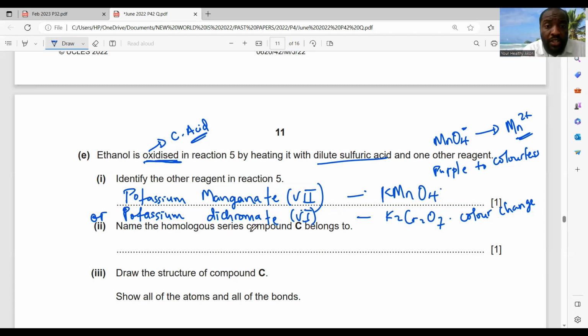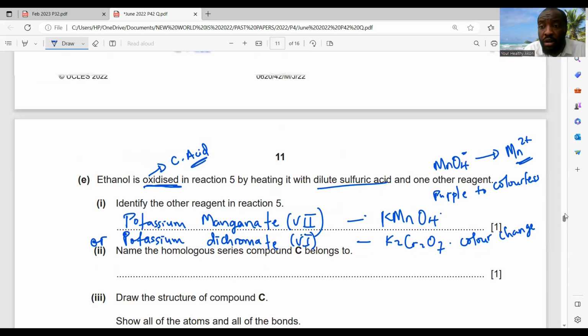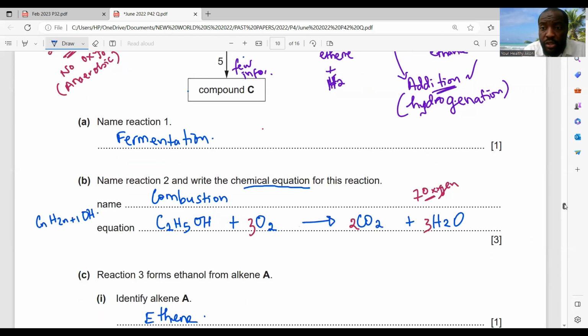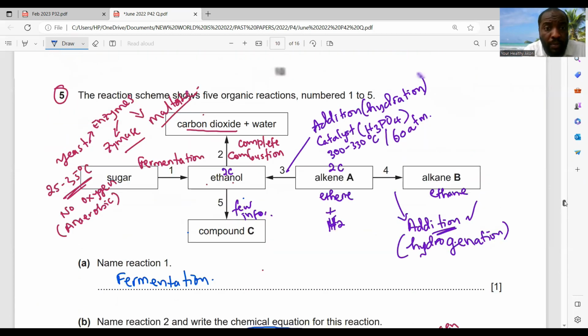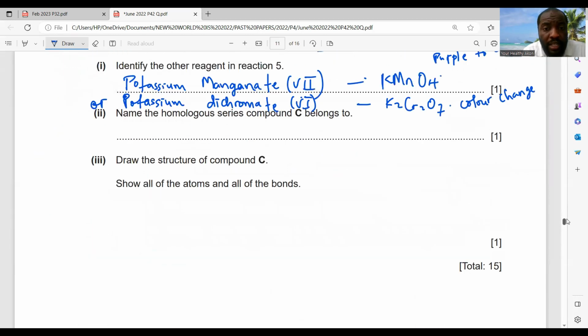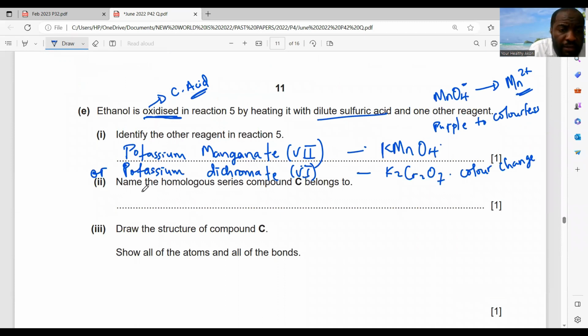Name the homologous series compound C belongs to. Like we said, that's your carboxylic acid. If we oxidize your alcohol, that's the reaction scheme there. So if we oxidize your alcohol, we should have a carboxylic acid. So you're going to have your carboxylic acid.